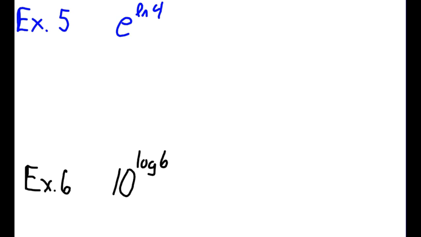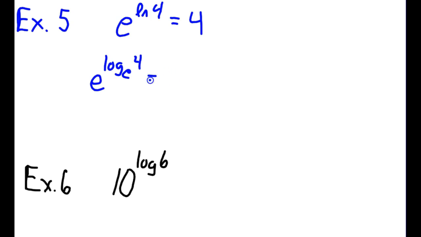Example 5, we have an exponential. We have e raised to the natural log of 4. And this actually simplifies down to just 4. Okay, the reason this works is because what we started with, that exponential, that's the same as e raised to log base e of 4. This is the natural logarithm. It's very common. That's why we have a special notation we use for the natural logarithm.